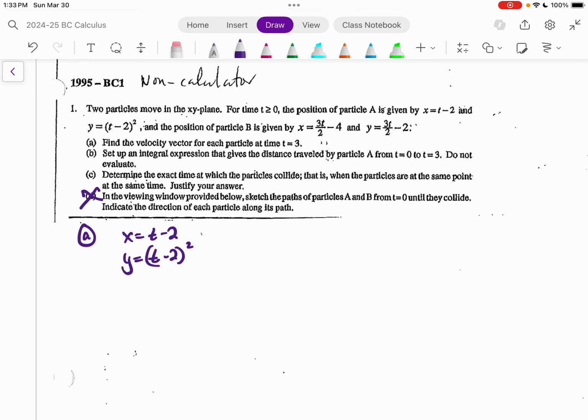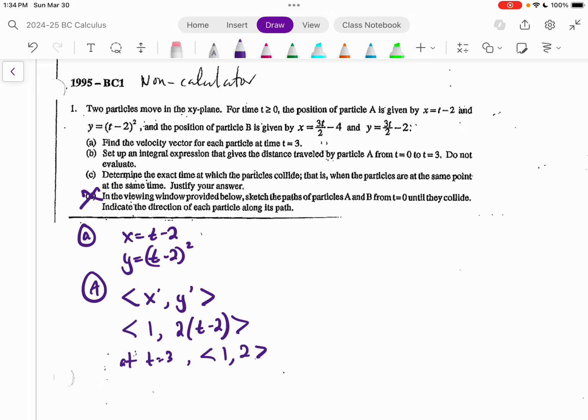So to find the velocity vector, that velocity vector is going to be x prime comma y prime, with these brackets there to denote that it's a vector. And so that's just going to be 1 comma, what is this? This would be 2t minus 2 times 1, so 2t minus 4, I think. And that's just that. So at t equals 3, this would just be 1 comma 2. Okay. And then, so this is for vector A.